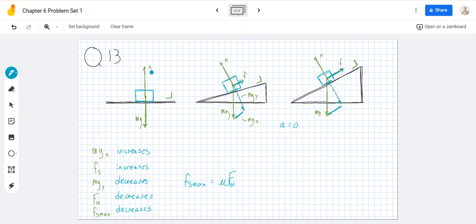What I like about this problem is, if you were to look at the normal force here, this one is the biggest, then this one's a little smaller, and this one's a little smaller. And if you were to continue to increase the ramp, it would get even smaller.